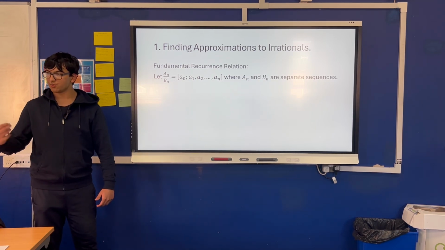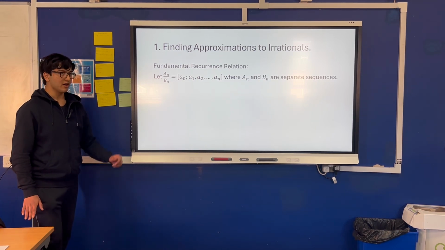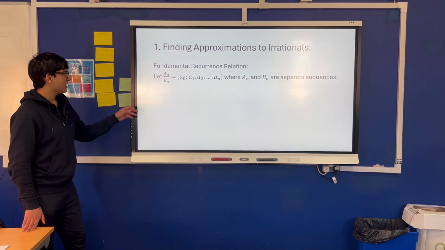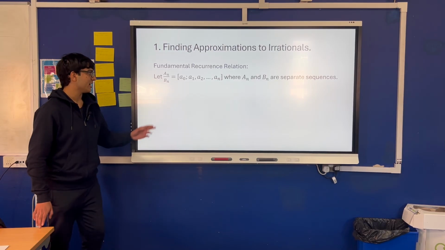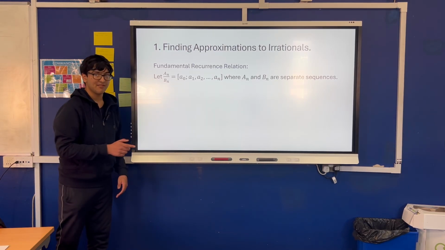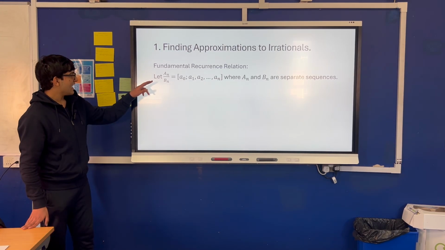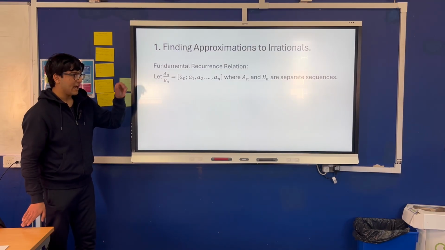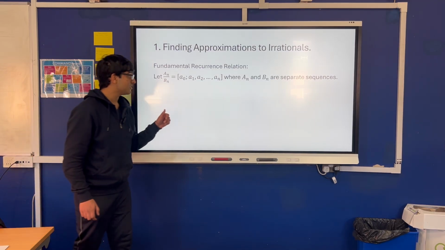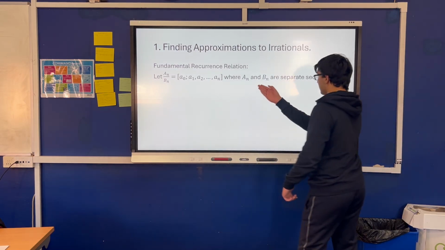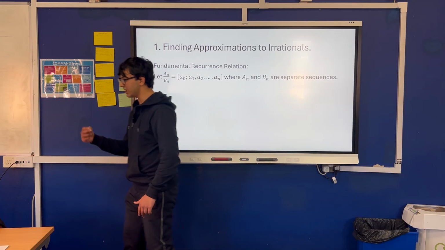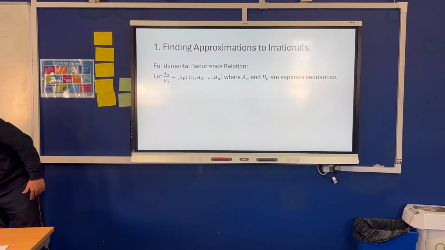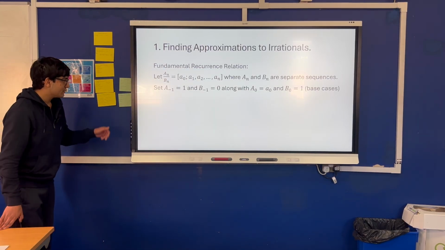Why? Because it is a recursive algorithm. Here we go, and here's the algorithm right here. Let A of n over B of n be the value of this continued fraction from a naught all the way up to a of n. This means that A of n over B of n is the n plus 1th convergent, just for the sake of notation. And A of n and B of n are just separate integer sequences that we calculate separately. And I'll show you how we calculate them like this.